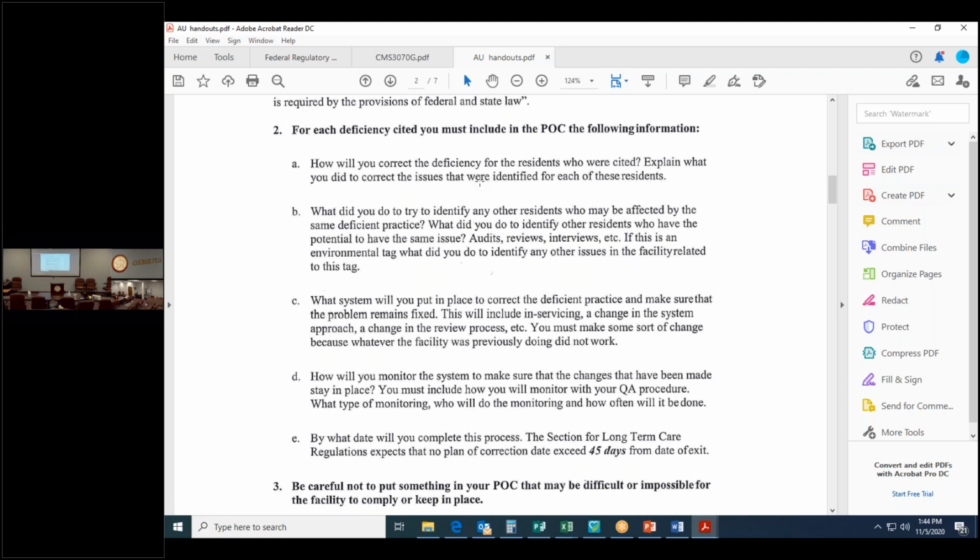So here it's talking about how will you correct the deficiency for the resident. In an immediate jeopardy situation, basically, if it's serious, the surveyors will not leave your facility until that action has been corrected to the point that they feel comfortable. And they could be there hours and hours just until you can get all your staff trained or in-serviced on this deficient practice so that they know what to do to avoid that from happening again. Okay, what did you do to try to identify any other residents who may be affected?